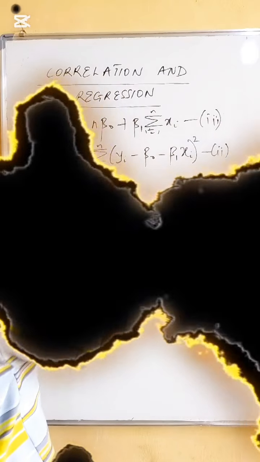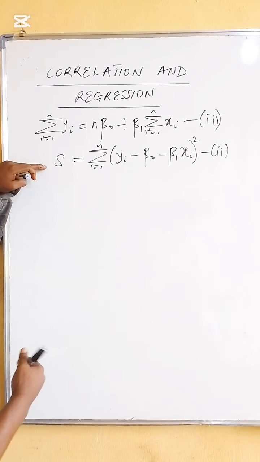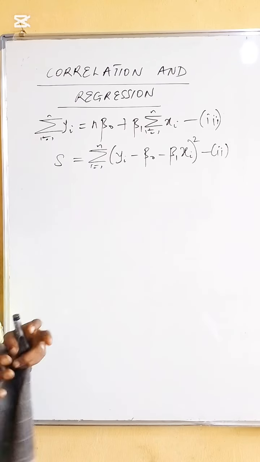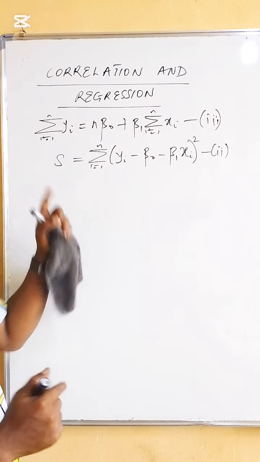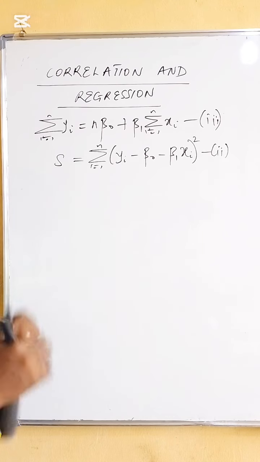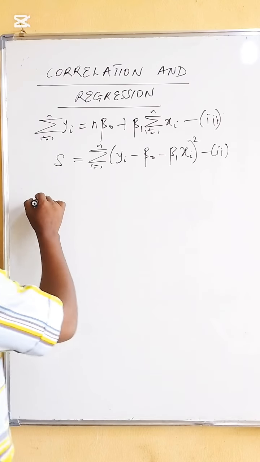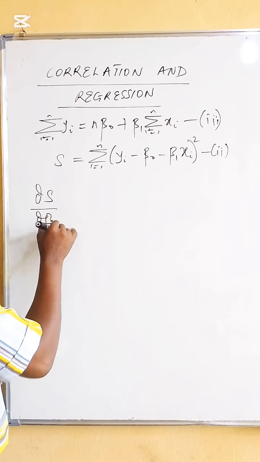So now that we've established that result for equation 3, let's go back to differentiating. Remember that equation 3 was obtained by differentiating equation 2 with respect to beta naught. Now we are going to differentiate equation 2 with respect to beta 1 and then equate to 0 also. So let's do that. I'm going to differentiate this with respect to beta 1, okay?